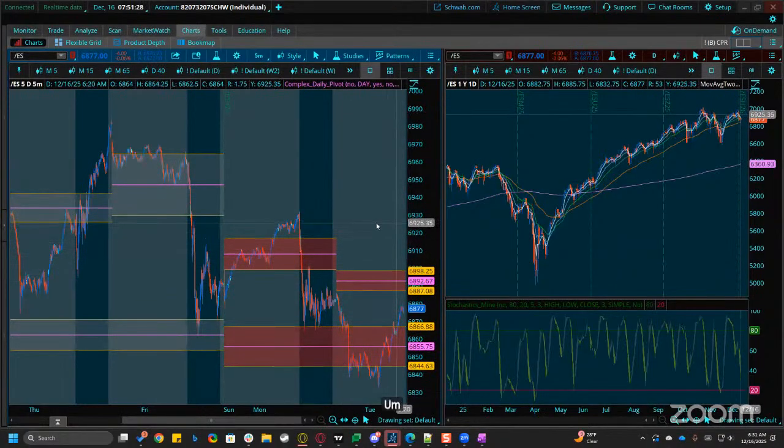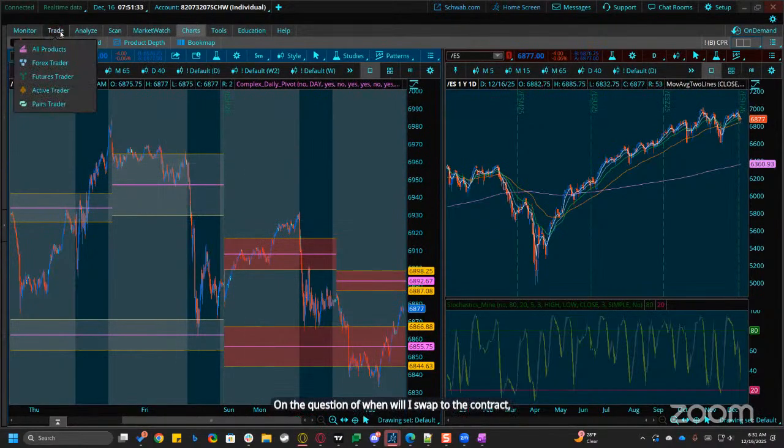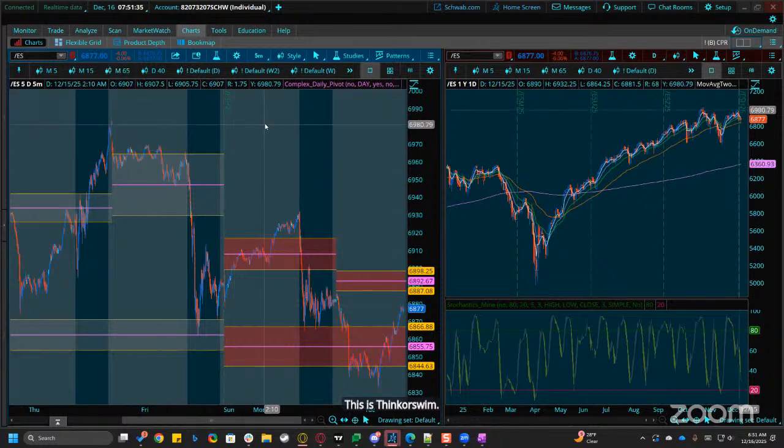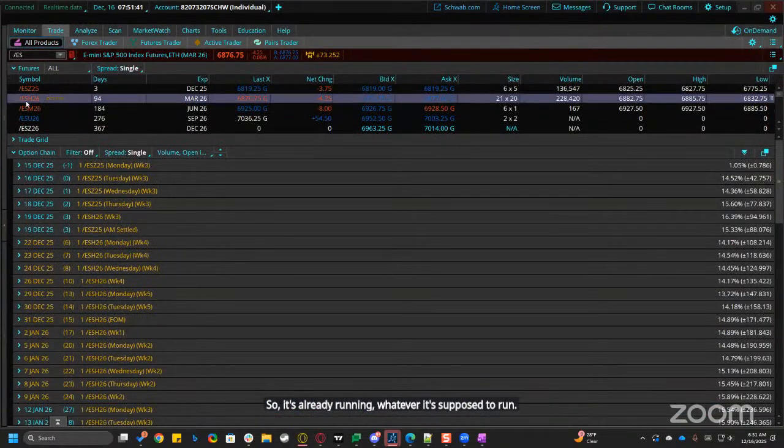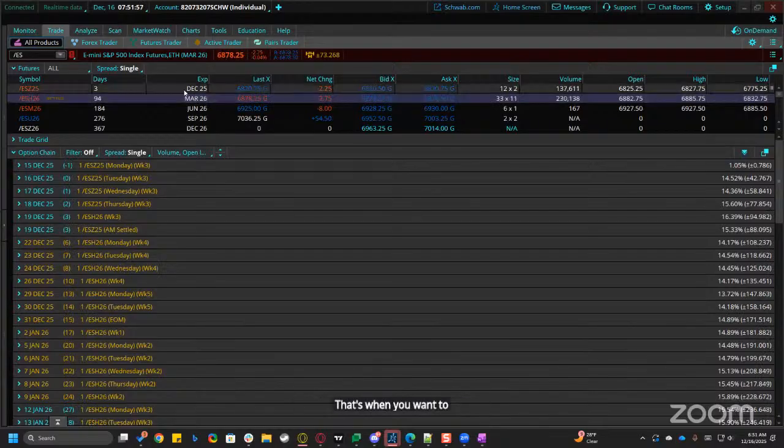On the question of when will I swap to the contract, this is Thinkorswim. Thinkorswim runs a continuous contract. So it's already running whatever it's supposed to run, right? See how it says active March. And like I mentioned yesterday, if your broker doesn't auto roll, then when the front option has less volume than the next expiry out, that's when you want to swap. So the December has less volume than March.